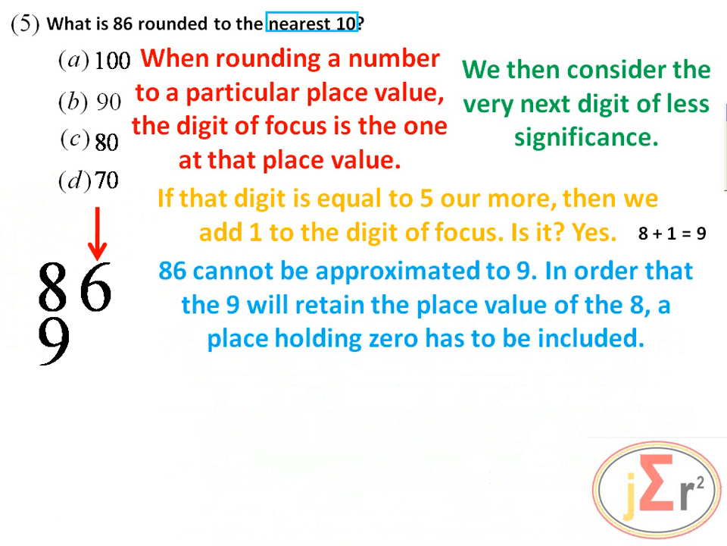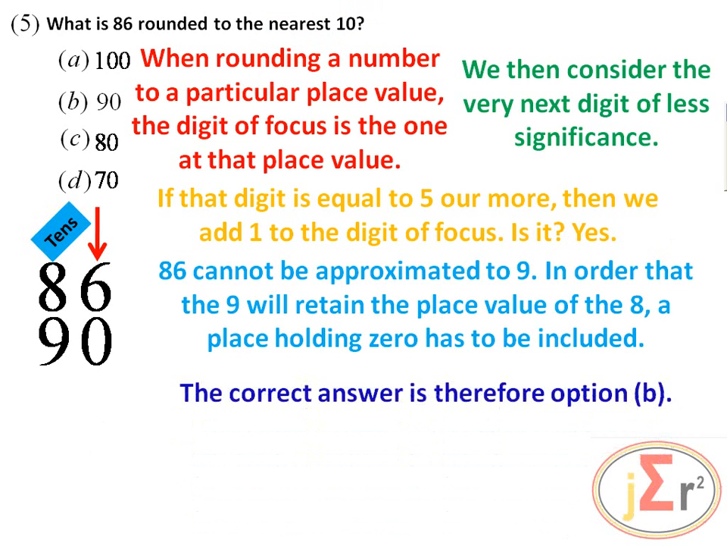86 cannot be approximated to 9. In order that the 9 will retain the place value of the 8, a place holding 0 has to be included right there. And Jerry stated that the result would have been 90, and it is. The correct answer is therefore option B.